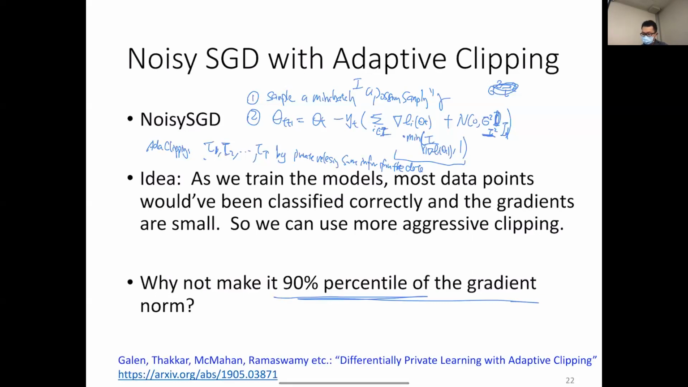So let's say that we have the gradient norms of all these individual data points evolving as we keep optimizing this objective function, and then the ideal choice would be choosing tau t to be, say, the 90% quantile of this set of gradient norms, the norm of gradient L1 at theta t to gradient Ln at theta t.